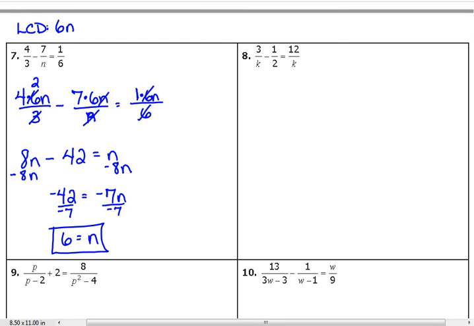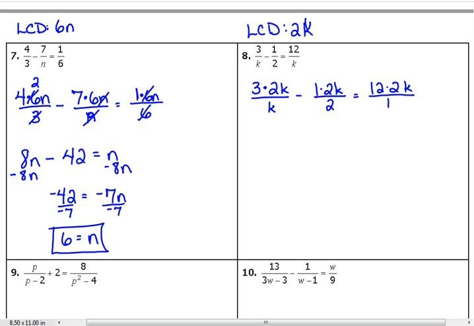Okay, so let's do the same thing with number 8. We've got k in 2 of our denominators, and we've got 2 in the other denominator. So our LCD is 2k. So we are going to multiply each and every fraction by 2k just in the numerator. Now, I don't actually multiply it out because the whole purpose of this is the denominator should cancel every single time. So I'm not going to multiply it completely out. I'm just going to write it up there in the numerator.